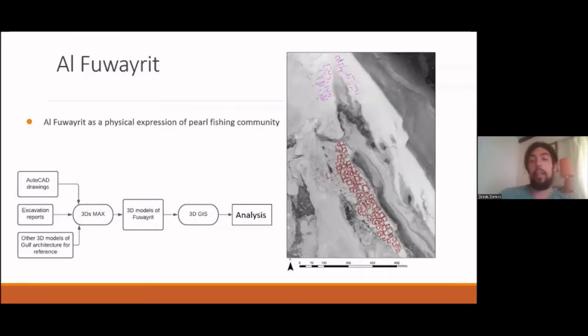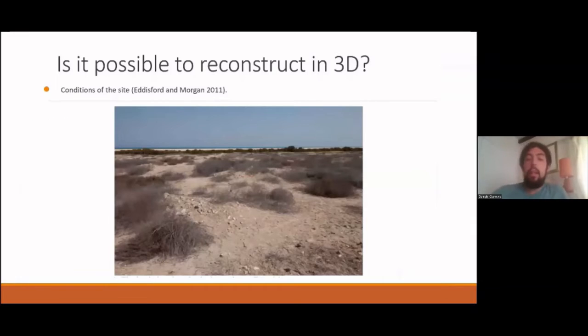So I used the AutoCAD drawings of the site's foundations, combined with information from the excavation reports and other references of Arabian architecture, to rebuild Fuwayrit using the 3D computer graphics software 3ds Max. And these models were then exported into the 3D version of ArcGIS for further analysis.